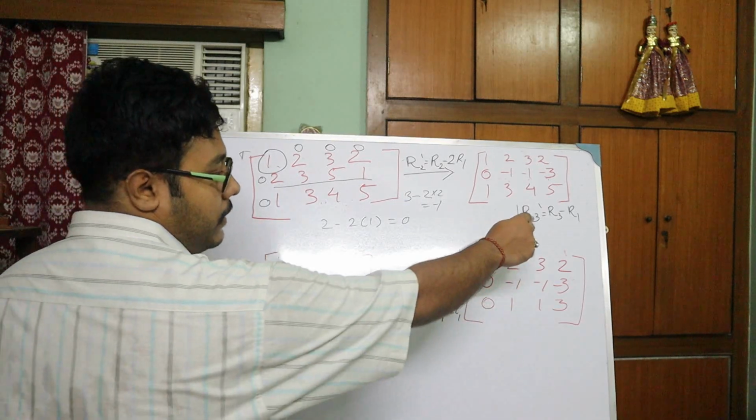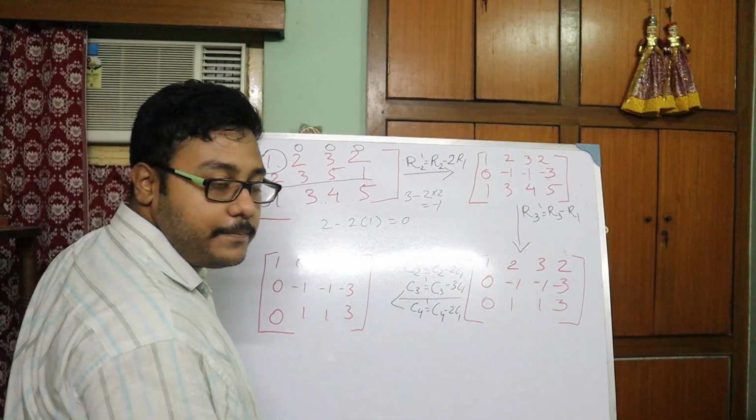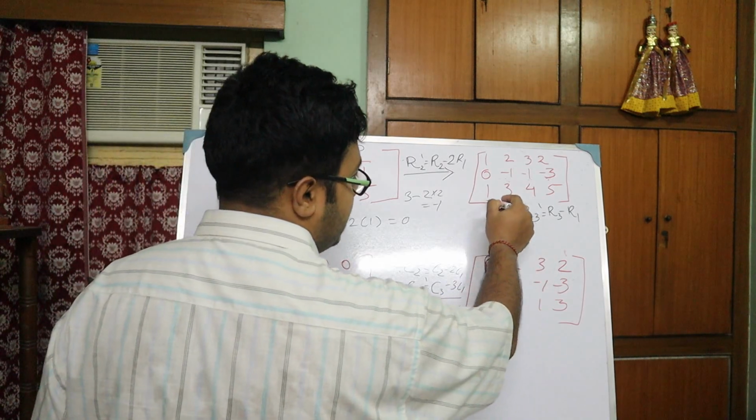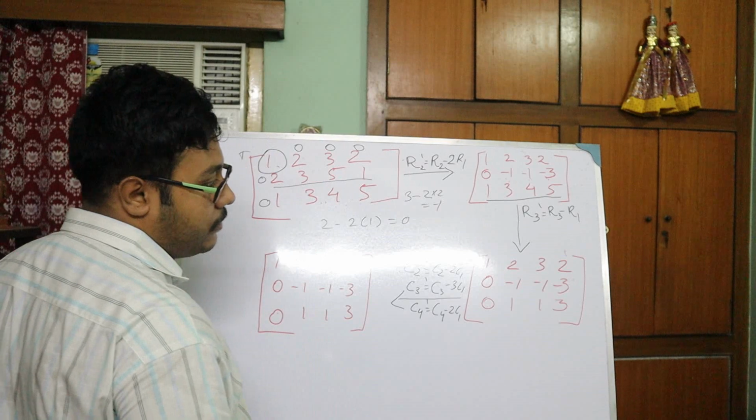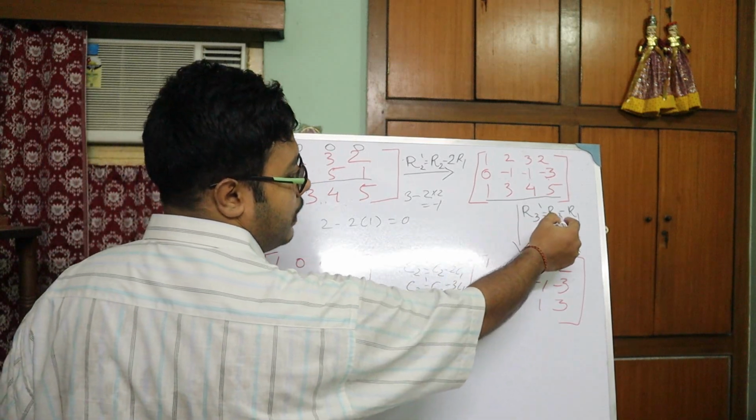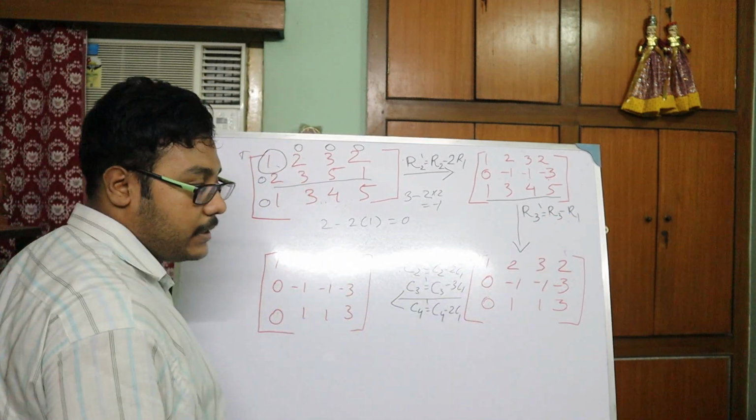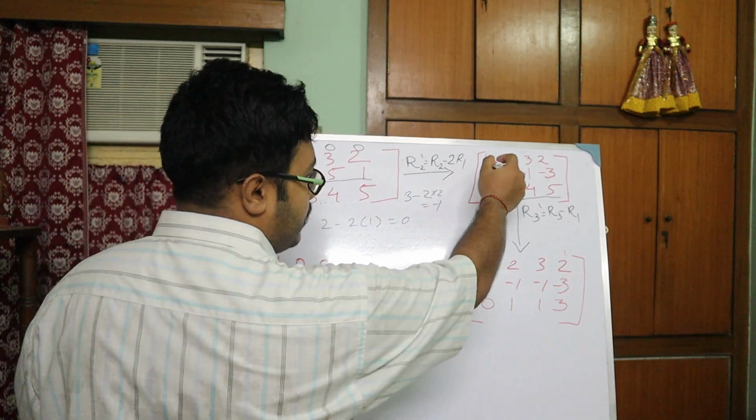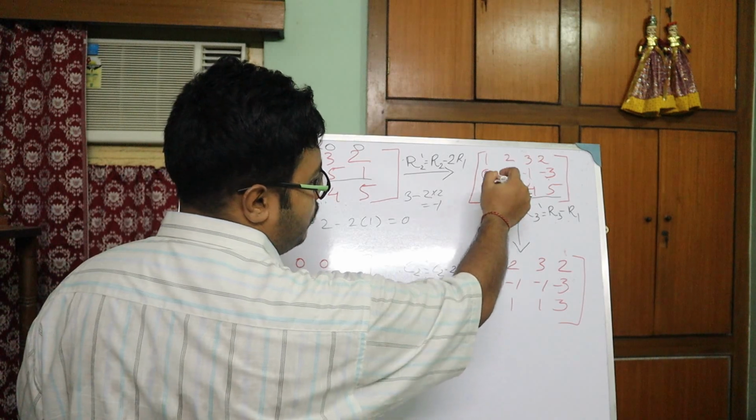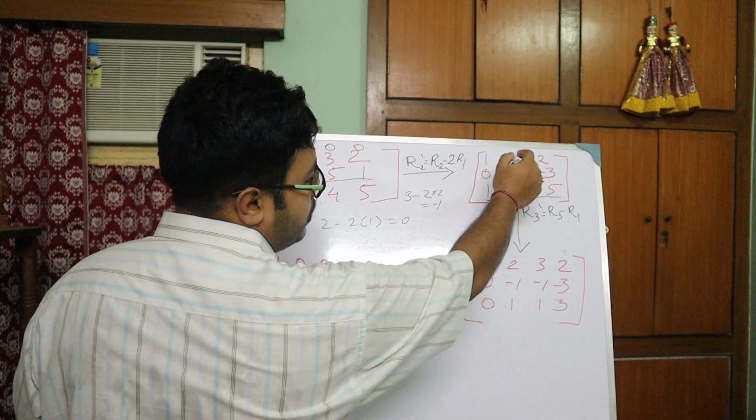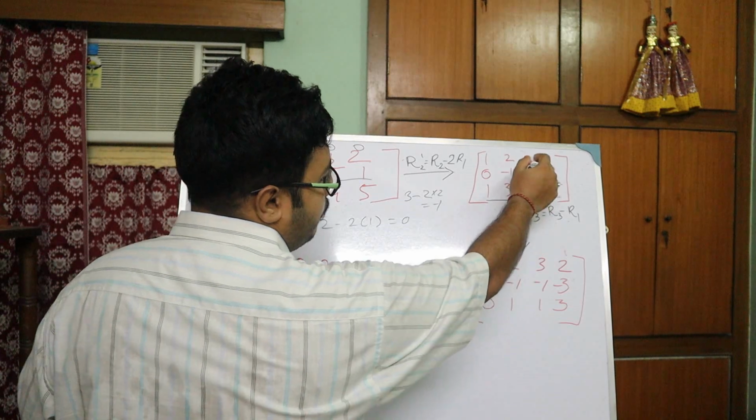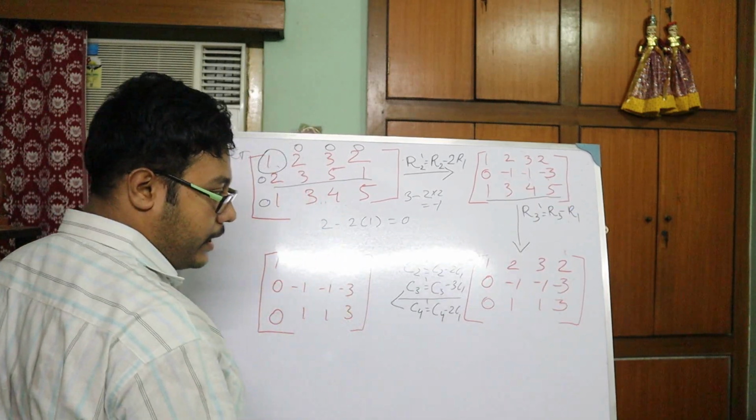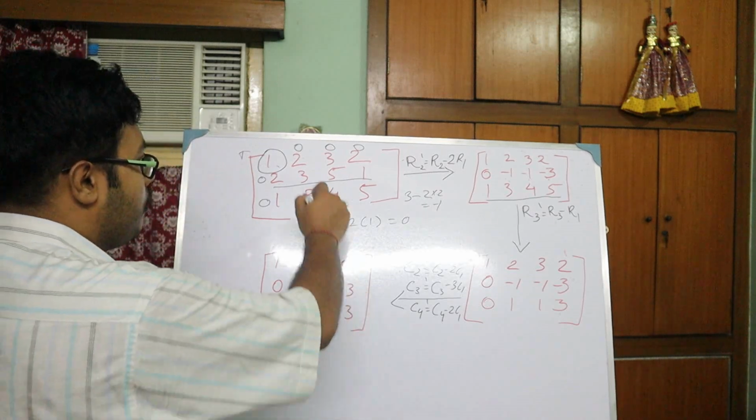Now, in this step, I have changed this row 3. How have I changed row 3? R3 dash is equal to R3 minus R1. This will turn into 1 minus 1, which is 0. 3 minus 2, again 1. 4 minus 3, 1. 5 minus 2, 3. Okay?